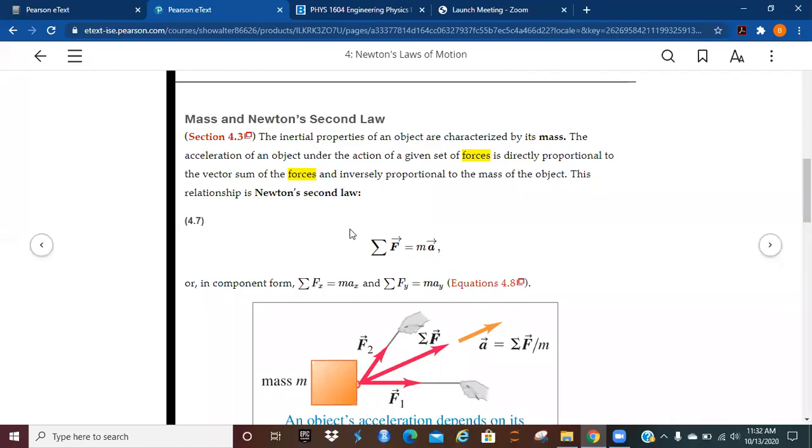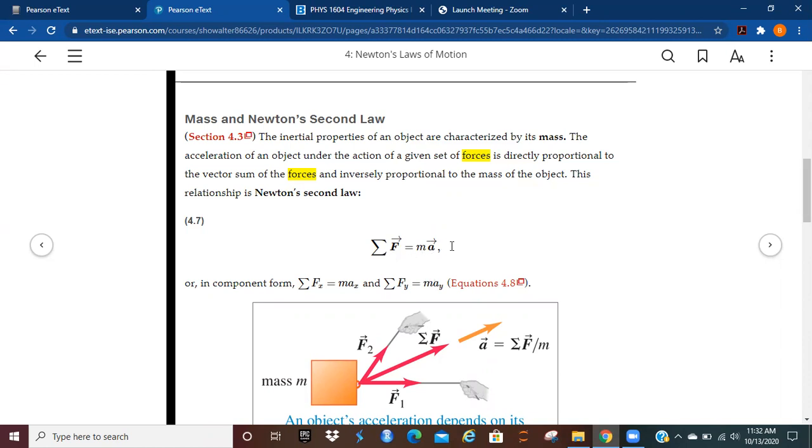Okay, this is section 4.3. We're going to be discussing mass and Newton's second law. So the inertial properties of an object are characterized by its mass. The acceleration of an object under the action of a given set of forces is directly proportional to the vector sum of the forces and inversely proportional to the mass of the object.